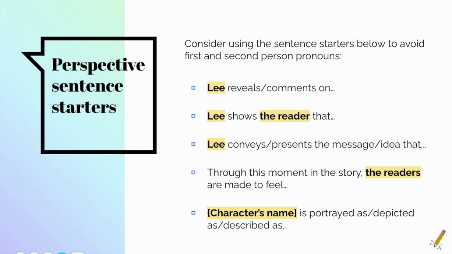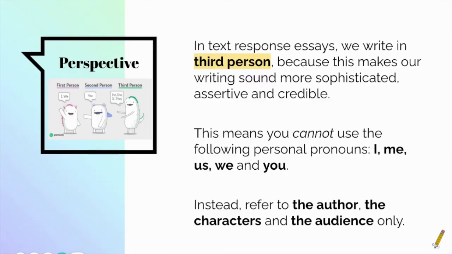So you might want to consider using these sentence starters below to avoid falling into the trap of first and second person pronouns. So you could start your sentences by saying Lee, that being Harper Lee, reveals and comments on... Lee shows the reader that... Lee conveys or presents the message or the idea that... Through this moment in the story, the readers are made to feel... You could also begin your sentences by referring to the character's name and then saying something like is portrayed as or depicted as or described as. The key thing though, Year 9s, is that you refer to the author, the characters, and the audience only. You cannot use I, me, us, we, or you.